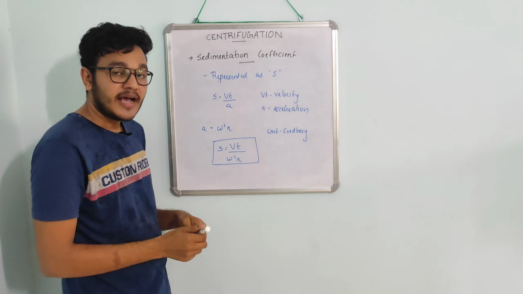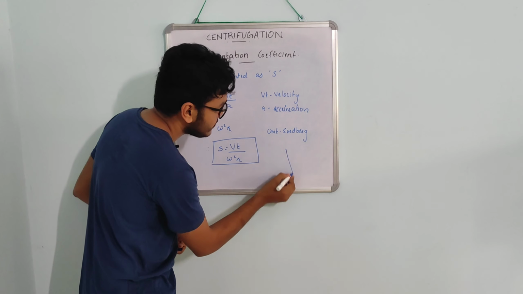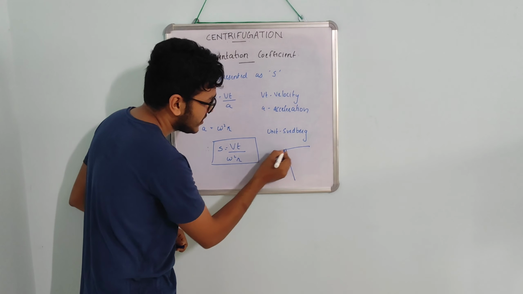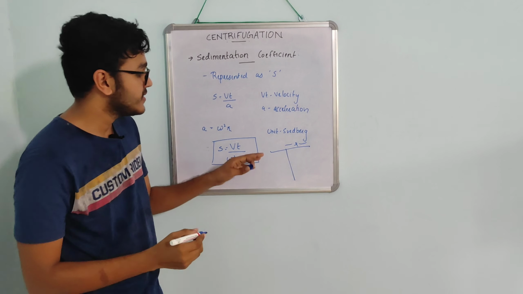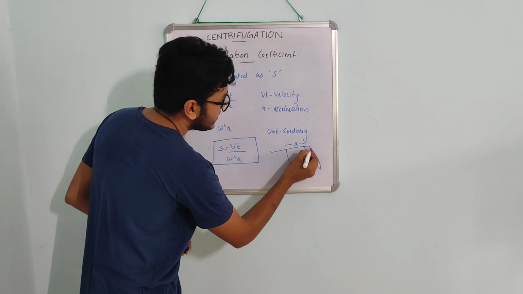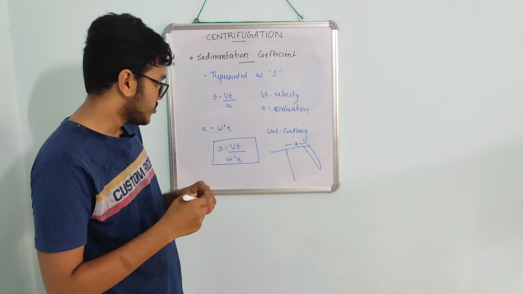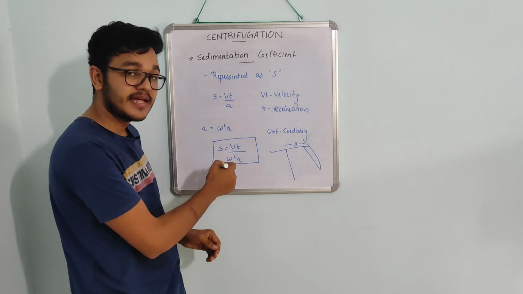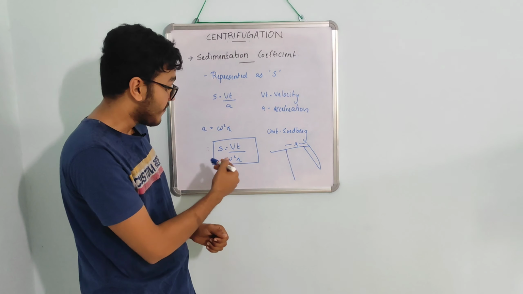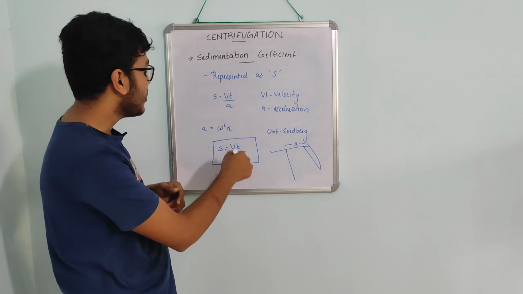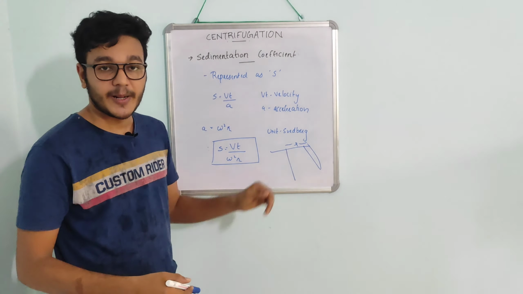Now the r, as I have mentioned before, if this is the motor and this is the rotor, the distance from the center to the sample holder is known as the radius, that is the r. So substituting this, the sedimentation coefficient S is equal to velocity divided by omega square r. The unit of sedimentation coefficient is the Svedberg.